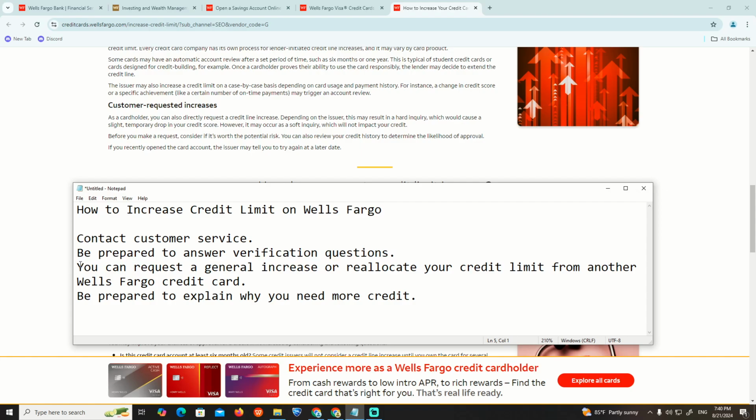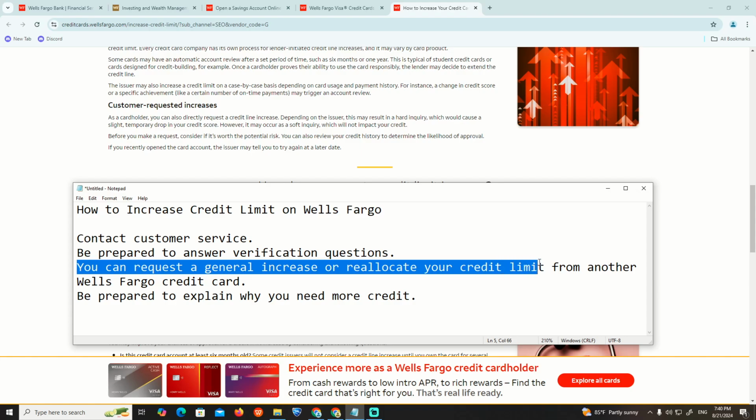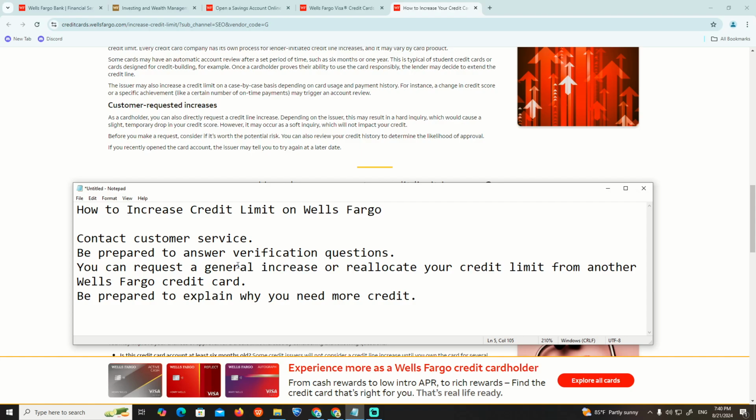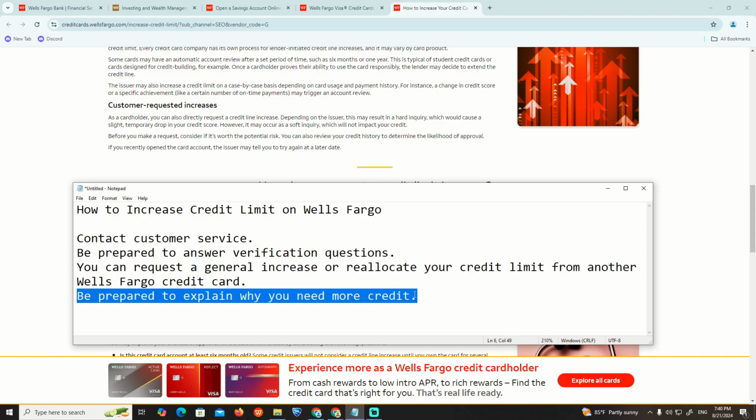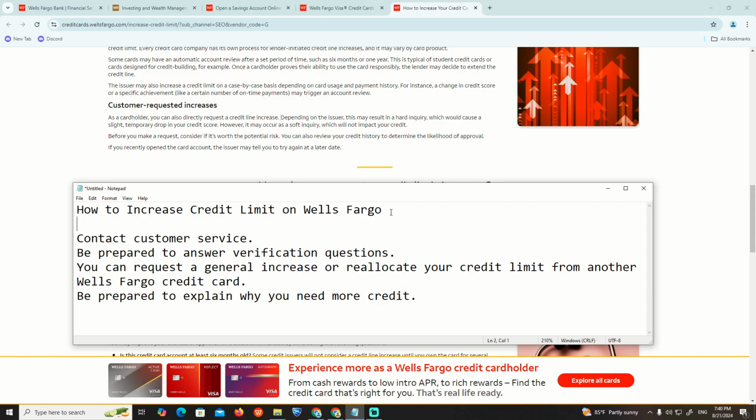Then you can request a general increase or reallocate your credit limit from another Wells Fargo credit card. And be prepared to explain why you need more credit. So that is all to help you.